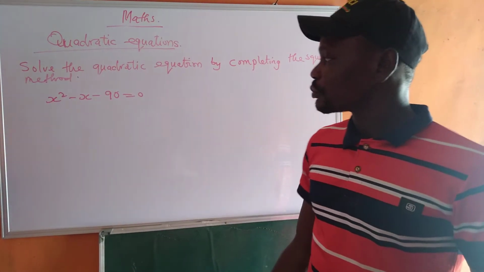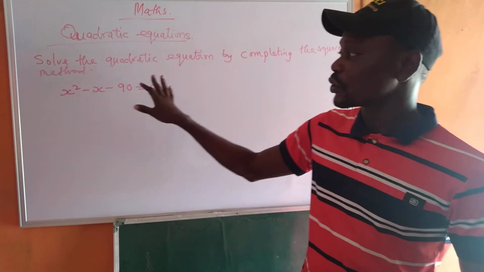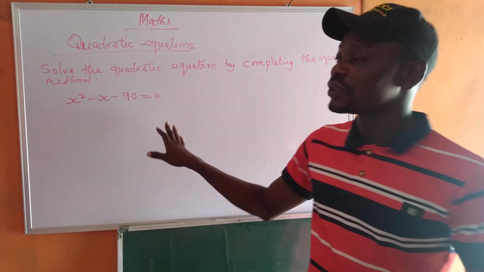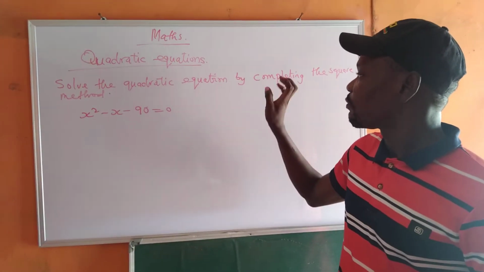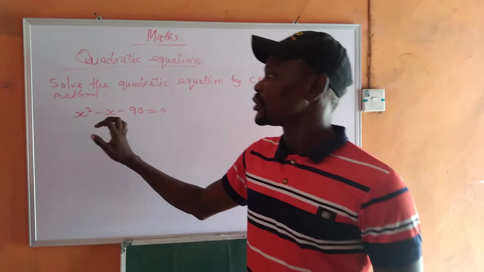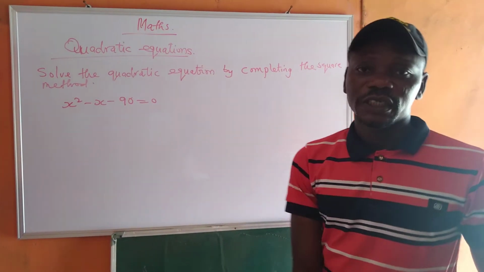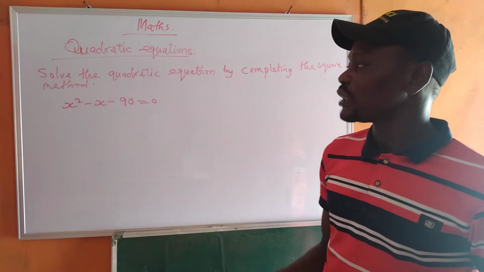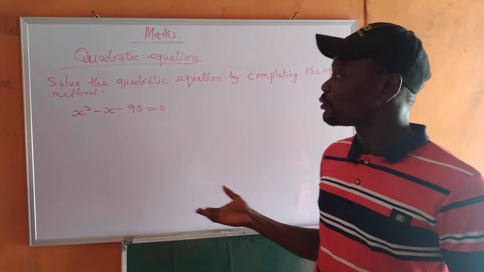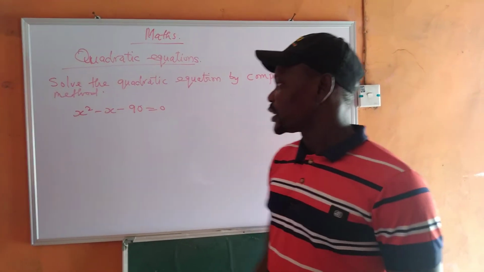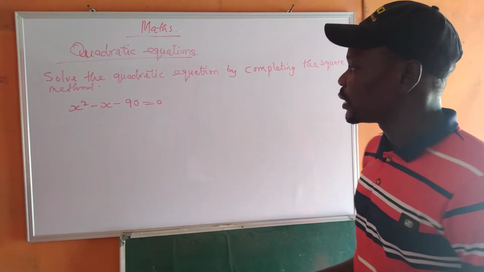quadratic equation. But we just decided to use the completing the square method in order to solve something like this. And most of the time, the reason why we use completing the square method is when the factorization method cannot be used to solve a quadratic equation. Most of the time we use completing the square method or the general formula to solve quadratic equations. So let's solve this one using completing the square method.